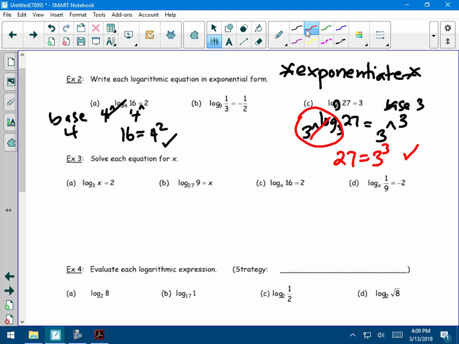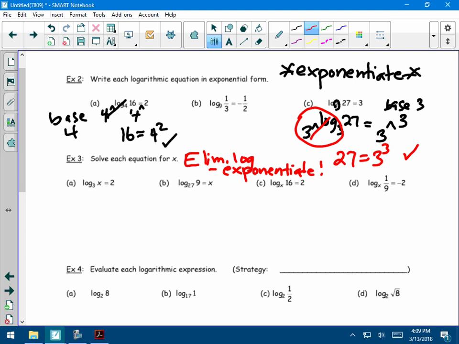The next part, solve each equation for x. So since you're in logarithmic form, right, what we're going to do is we want to get rid of the log. So the goal is to eliminate the log, which means we're going to exponentiate to do that. All right, so that's how we're going to eliminate it.